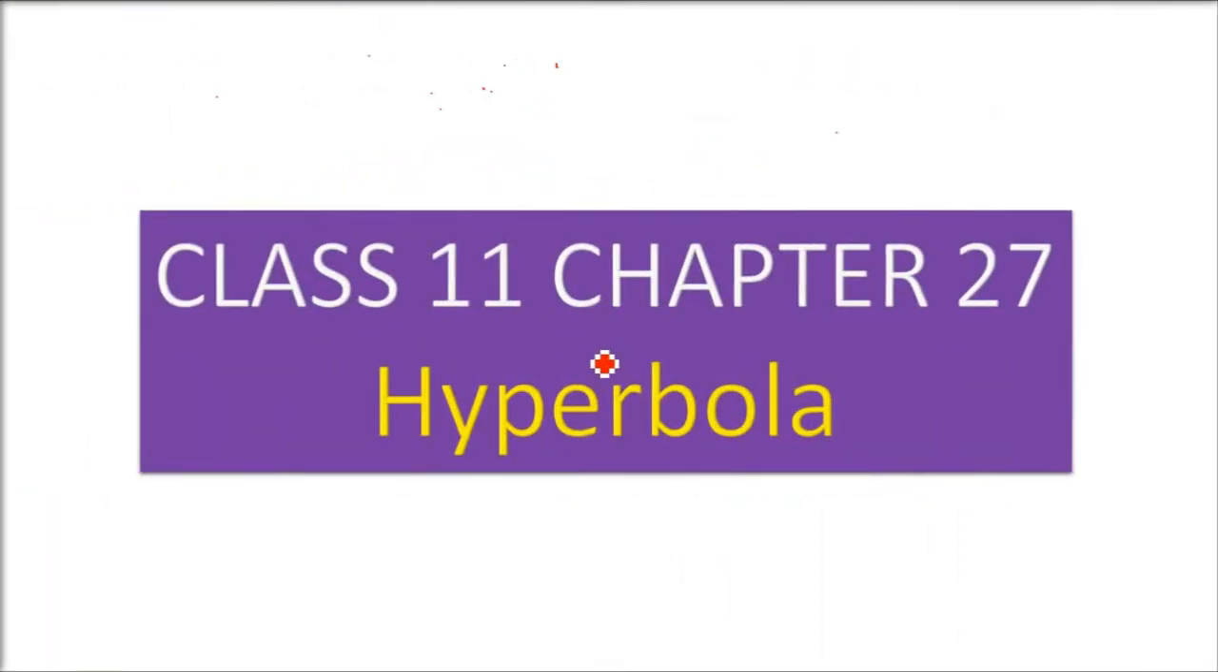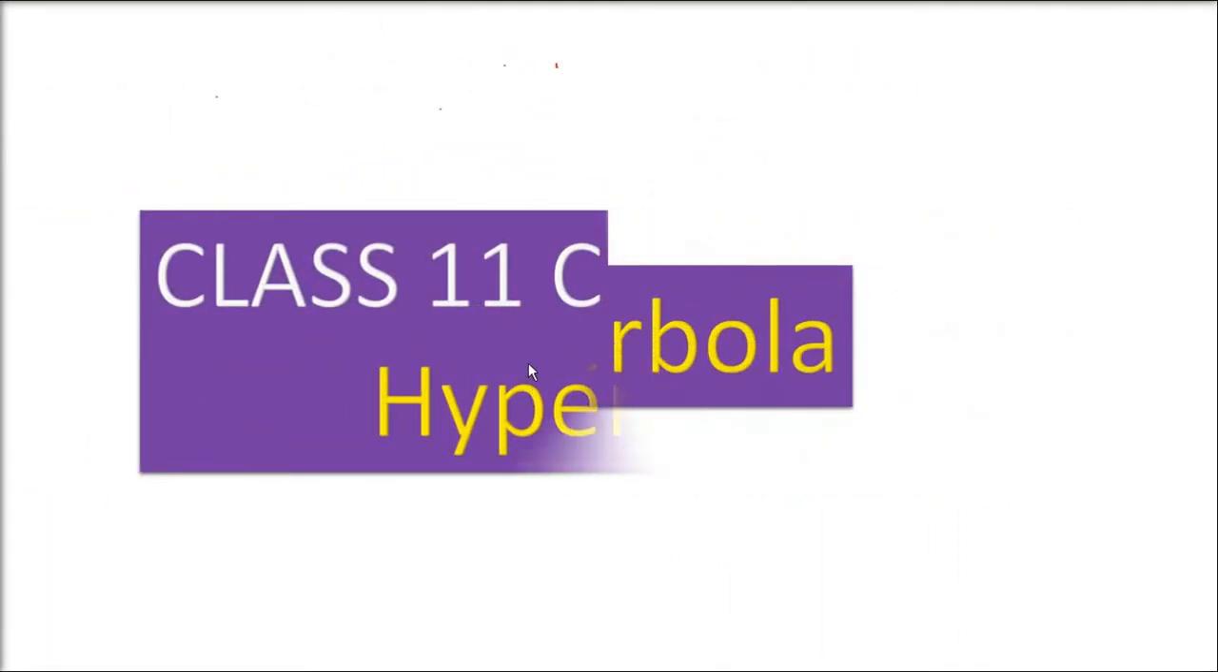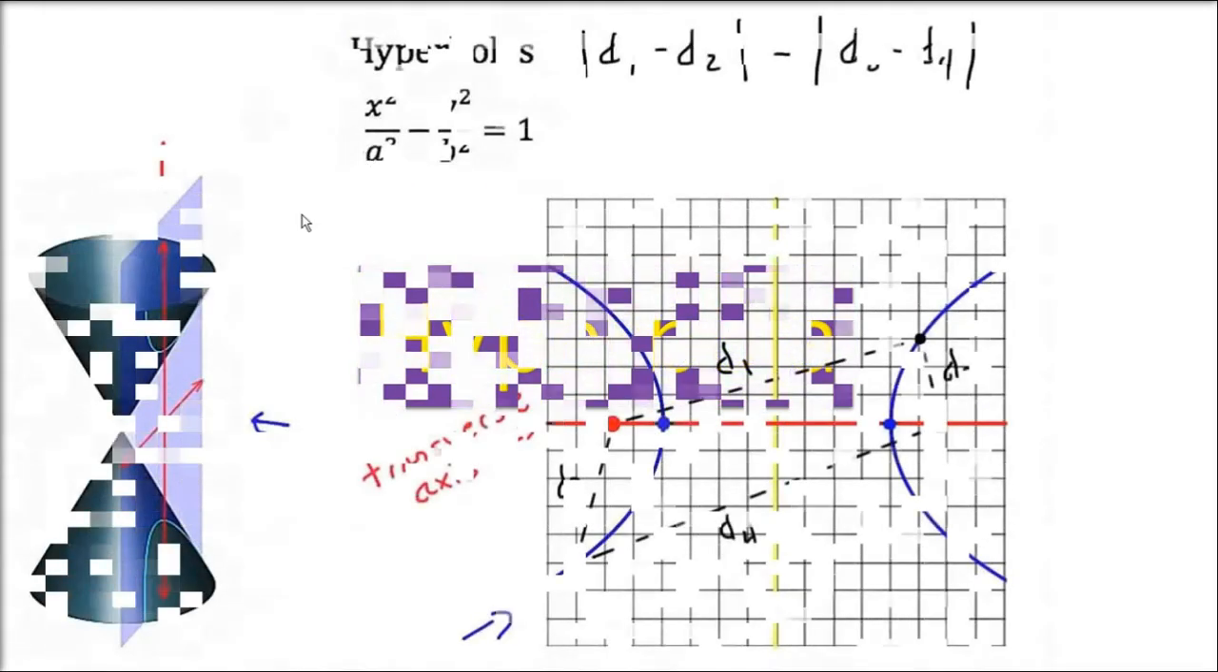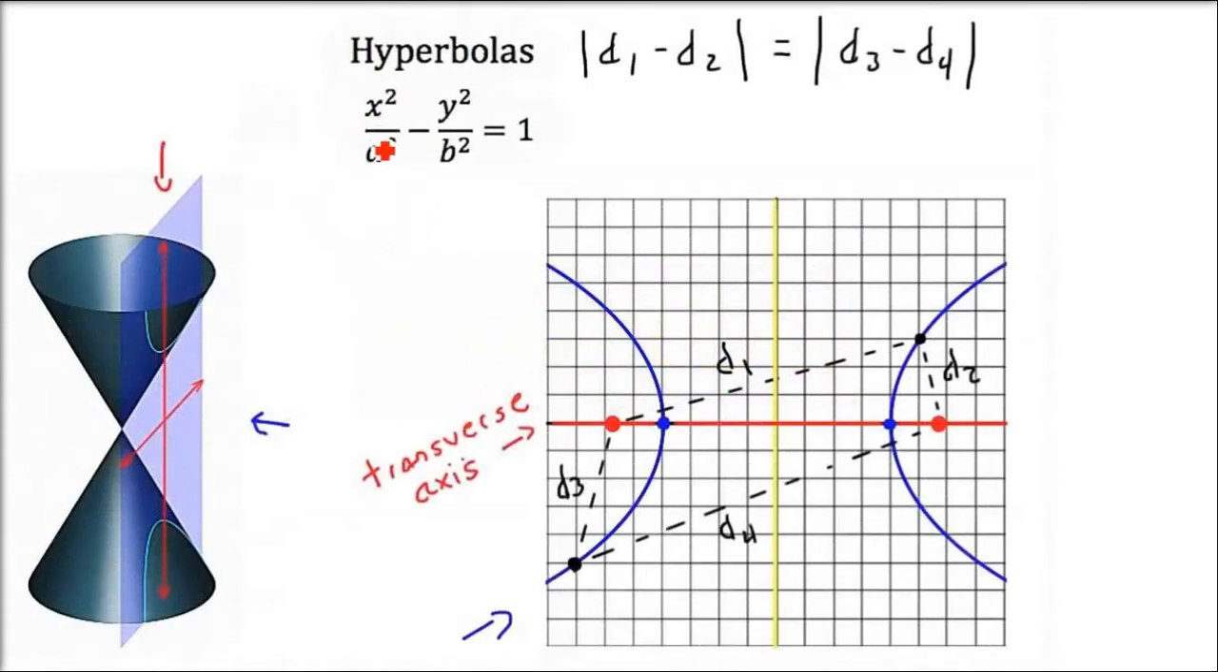This is class 11, chapter 27, Hyperbola. We are going to see the hyperbola equation, derivation, and proof. As we have discussed already, x square by a square minus y square by b square equals 1. This is the equation of hyperbola.